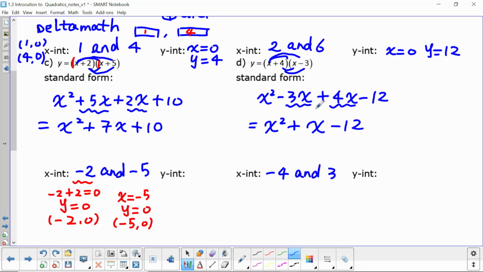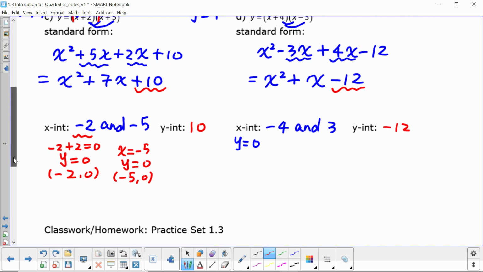The x-intercepts are the opposites, negative 4 and positive 3. You sub in, you will have y equals 0. For the x-intercept, y will always be 0. And these are the values that make y equal 0. So the y-intercept is just the c value, negative 12. And for this one, the c value is 10. So check your answer. If not right, replay this video and see where you didn't get it correct.